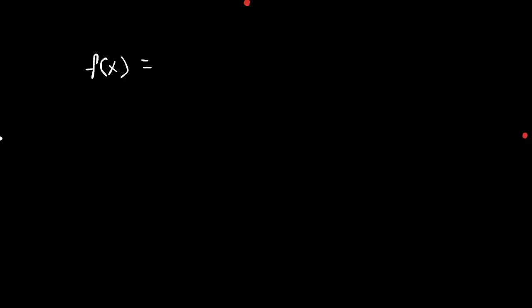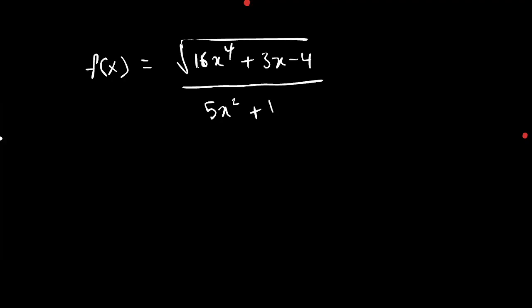that we have this problem here. So if we were looking at this function here, the square root of 16x to the 4th plus 3x minus 4, all under the square root sign, divided by 5x squared plus 1. How do we approach this? So assuming that you've tried out the problem yourself, let's see what the answer would be.